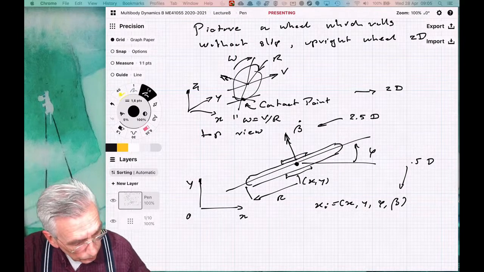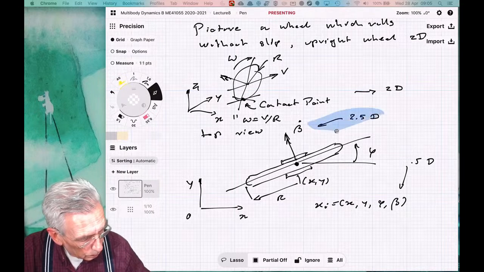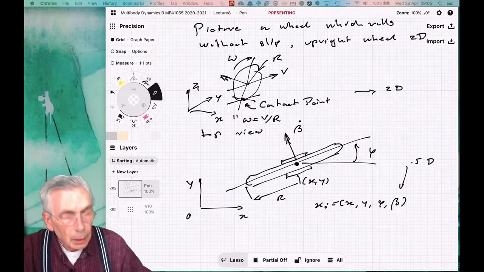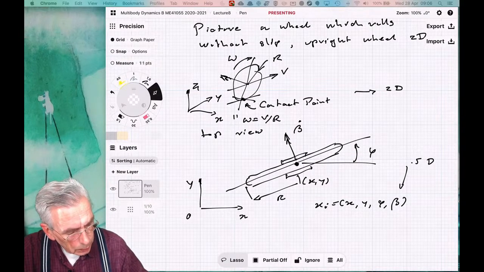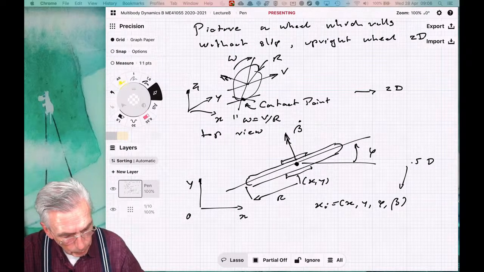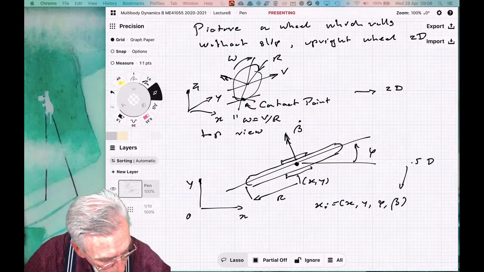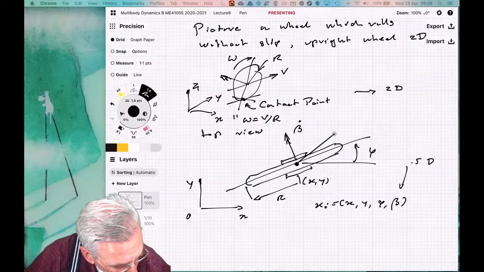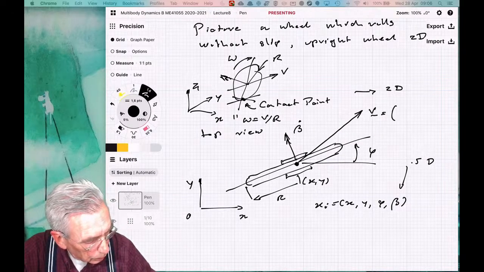Okay, let me get this out of the way because I need a bit of space there. Now, what does that mean, there is no slip? It means that in this point there can be no sideway velocity. So if we draw the velocity vector, something like this, this is the velocity vector, or in other words, this is x dot and y dot.